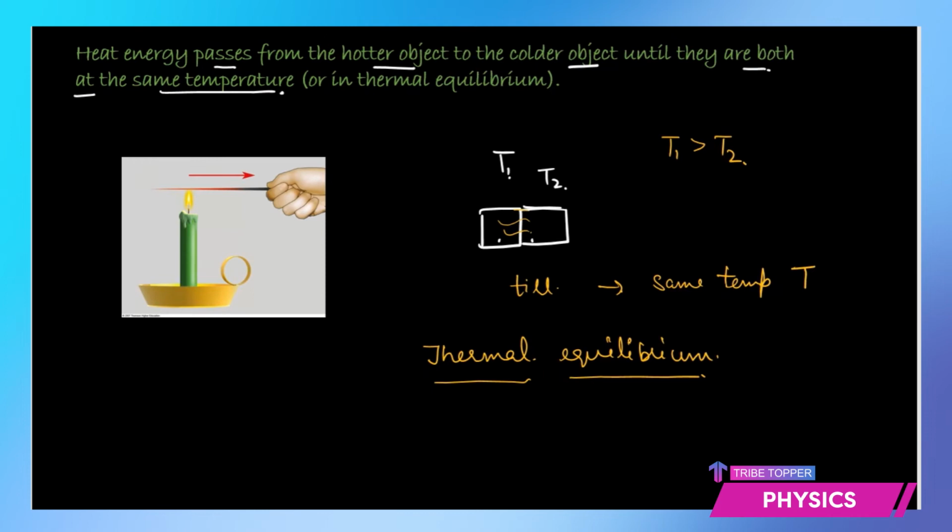They have both acquired the same temperature, because heat can only flow from a body at a higher temperature towards a body at a lower temperature. But if they are both at the same temperature, then how will the heat flow? That means they are at thermal equilibrium. No more heat flow will happen.